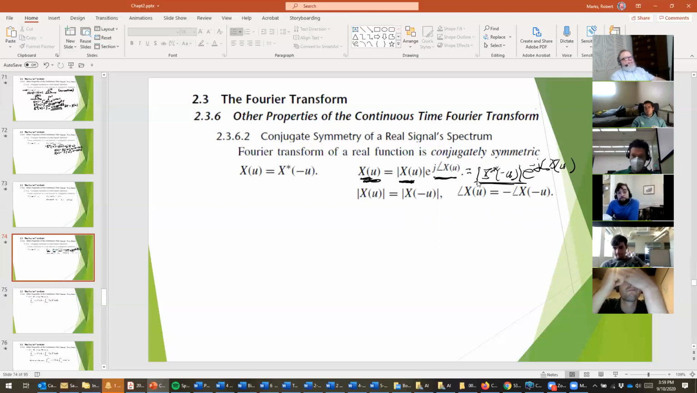Now, if we take the magnitude of a complex signal, it doesn't matter where the conjugate is in there or not. The only thing that really matters is the minus j here. So if two functions are equal to each other that are complex, we have to have the magnitudes equal to each other, and we have to have the phases equal to each other. So the magnitudes must be equal to each other. So therefore, this must be equal to this. In other words, the magnitude of the Fourier transform of any real function is an even function.